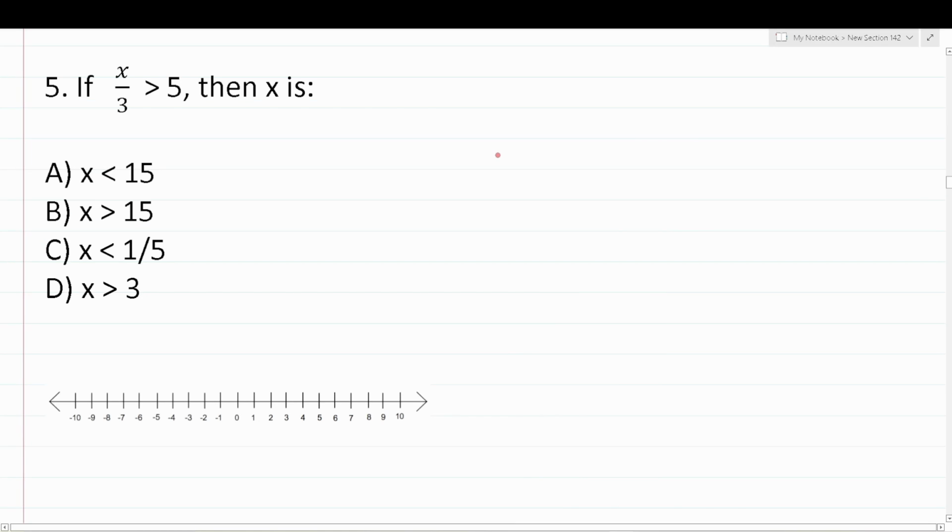All right, so number 5 says this: if x over 3 is greater than 5, then x is. So we're trying to solve the inequality x over 3 is greater than 5. Of course, if it's helpful, you can put that imaginary 1 in front of the letter variable x, which enables you to rewrite the inequality like this. 1 over 3x is greater than 5.